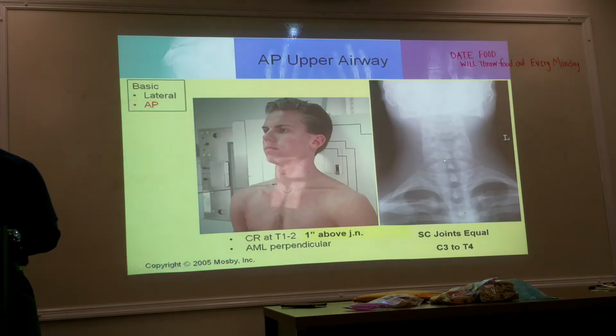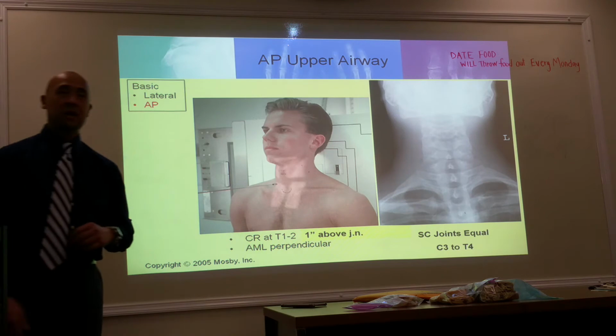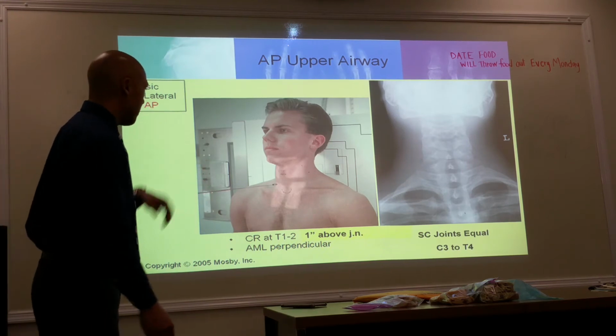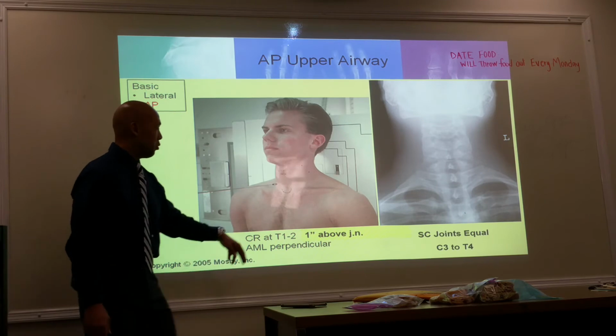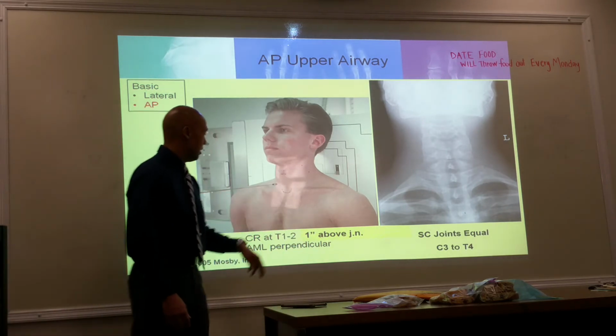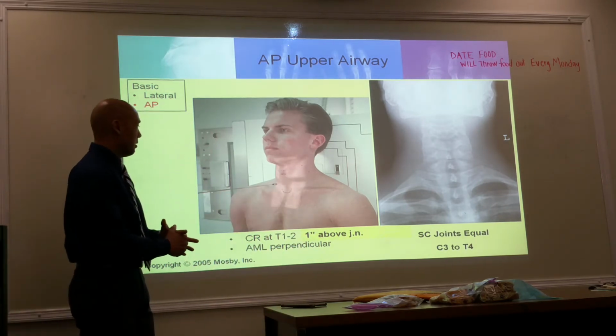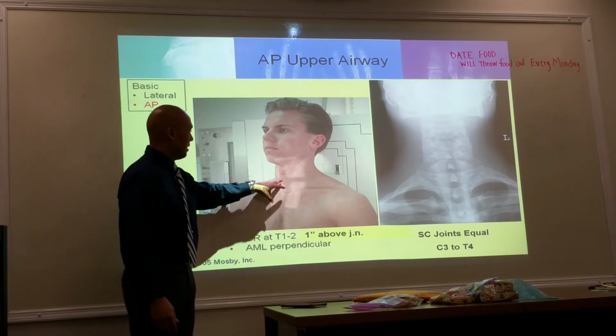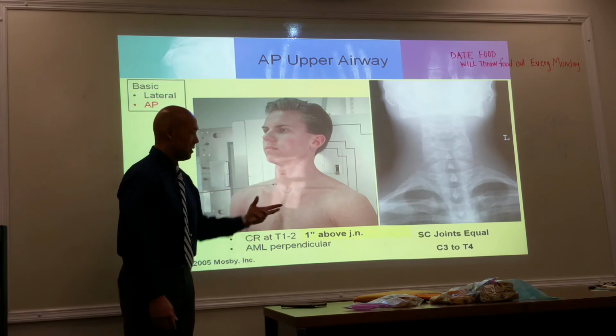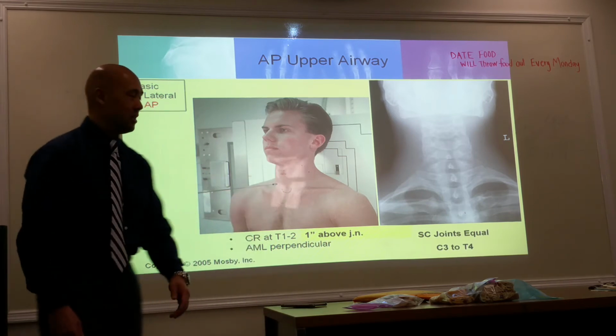And then here we have the upper airway, same thing for AP. We're going to be at the level of T1, T2, which is approximately 1 inch above the jugular notch. Again, I don't know why; it's still midway between the same prominence. It's the same thing, just another way of saying it.